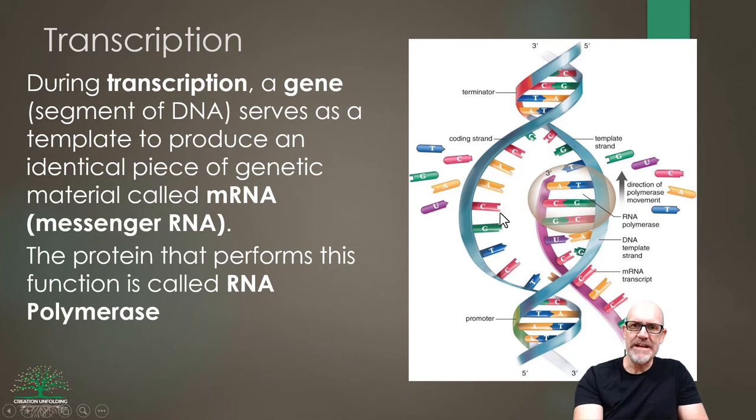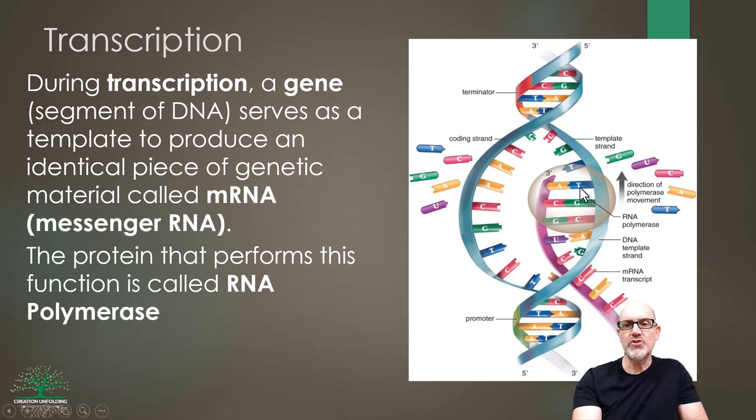So here is our DNA molecule. It's split, cut by this RNA polymerase here. And the RNA polymerase uses one side of the DNA as a template in order to transcribe the message that is on the DNA. And that message is a gene. And that gene is instructions telling the cell to make a certain kind of protein.